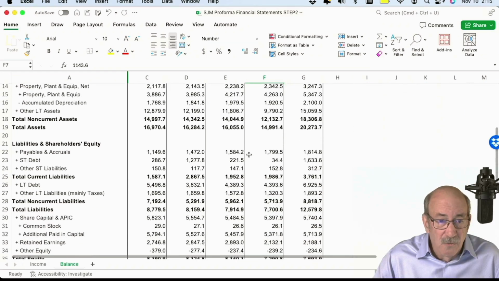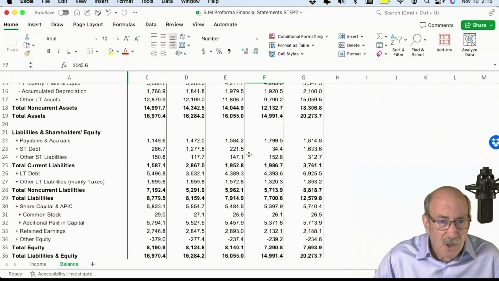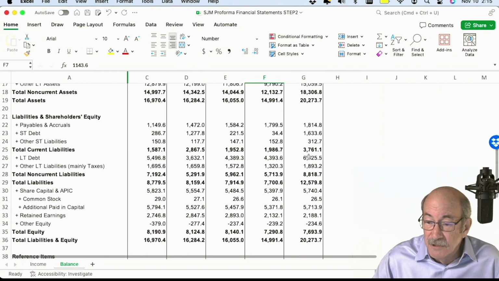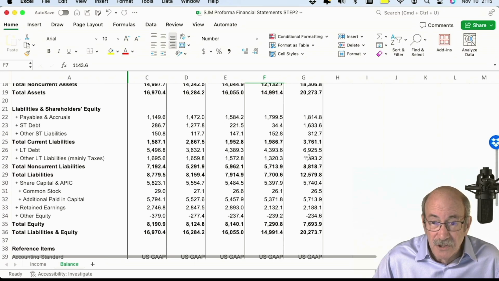Going down, we have... why didn't I put the payables in here? I guess I just didn't do it in this version of the spreadsheet. I'll do that in step 3.